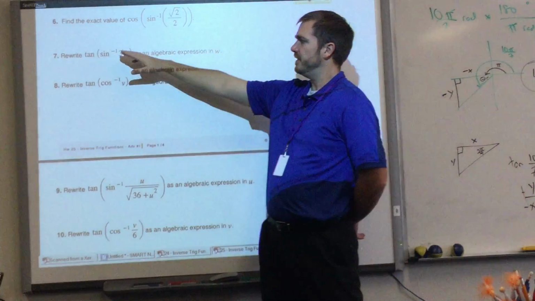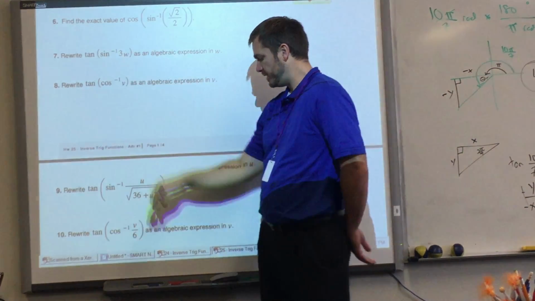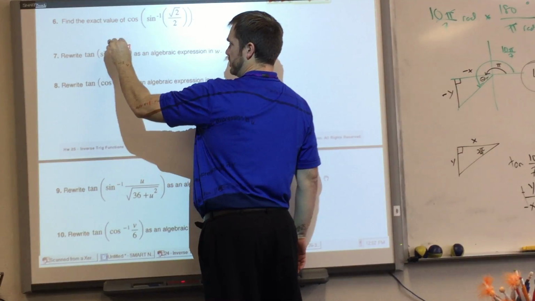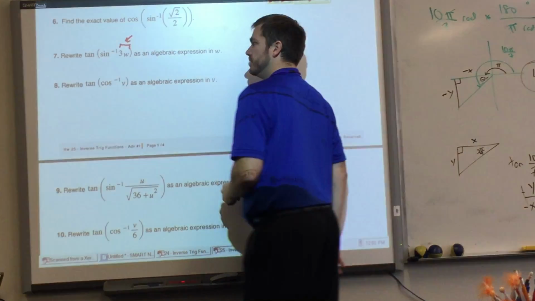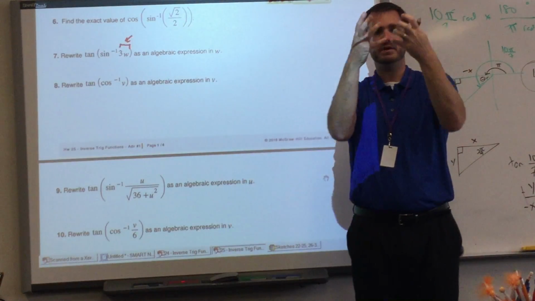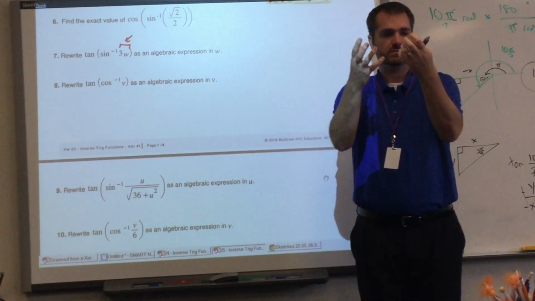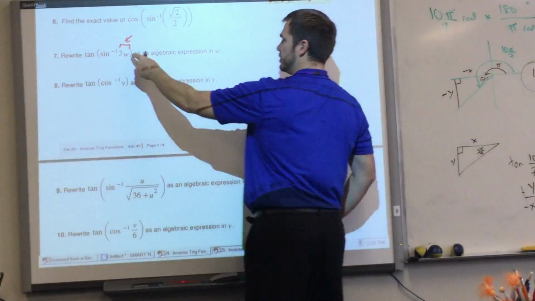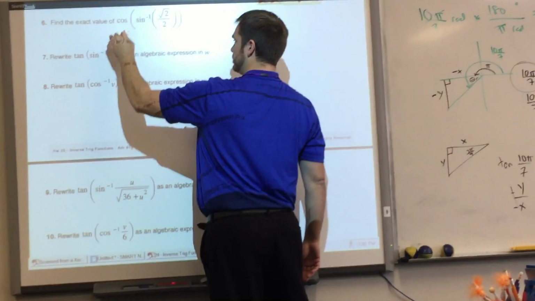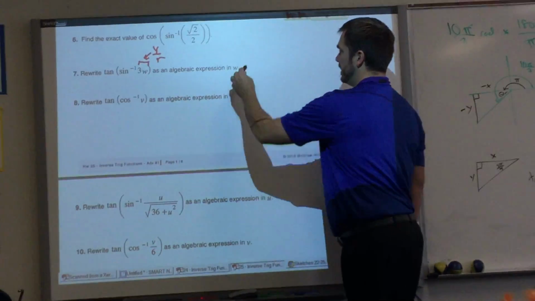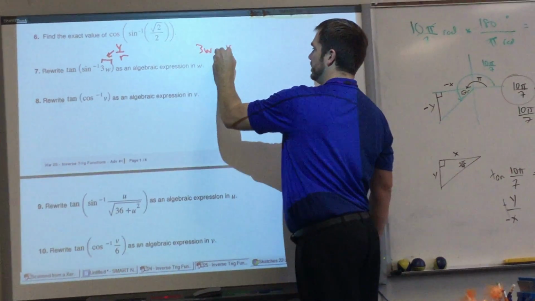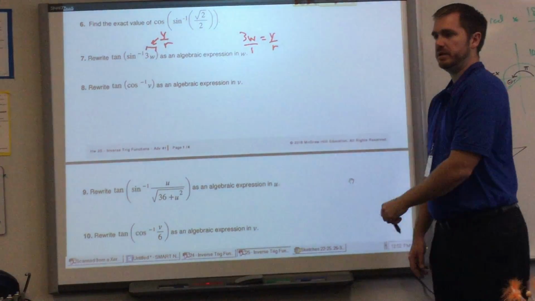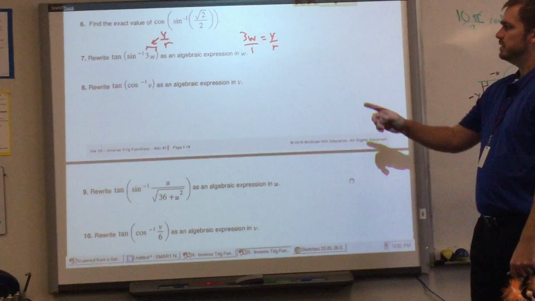Number 7, find the tangent of the inverse sine of 3w. Now, inverse sine, what is it taking as an input? Inverse sine takes as input not an angle. Inverse sine inputs a ratio. So 3w, that's the ratio y over r. You're like, wait a second, how can 3w equal y over r? 3w over 1. Okay? So that's the y over r.